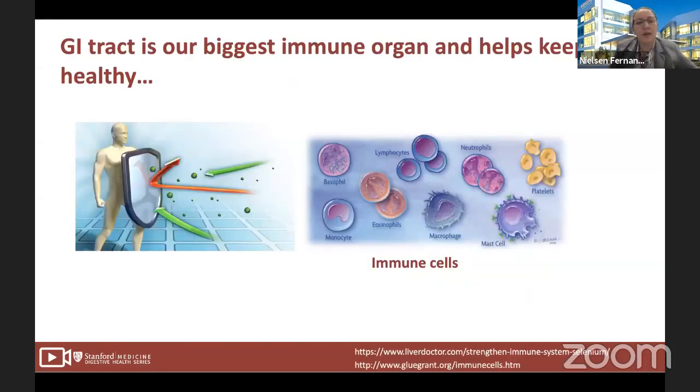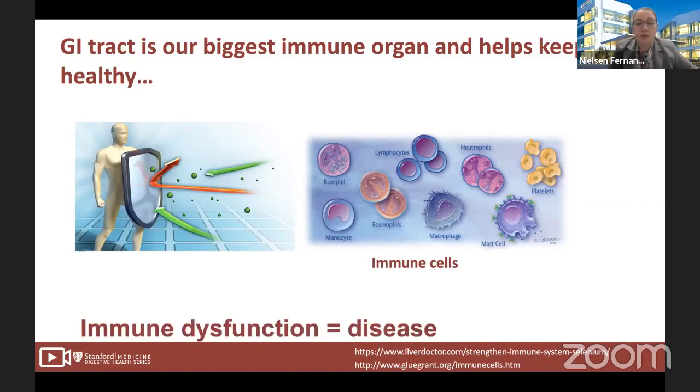So in order to understand that, I think it would be important for us to take a moment to understand what our immune system does. The immune system is comprised of many specialized cells that you see here, including lymphocytes, which include T cells. And basically, these immune cells, in a sense, patrol surfaces where you may encounter infections. And the goal is to keep us healthy, to protect us. And the GI tract is actually our biggest immune organ. And whenever there's immune dysfunction, that results in disease.